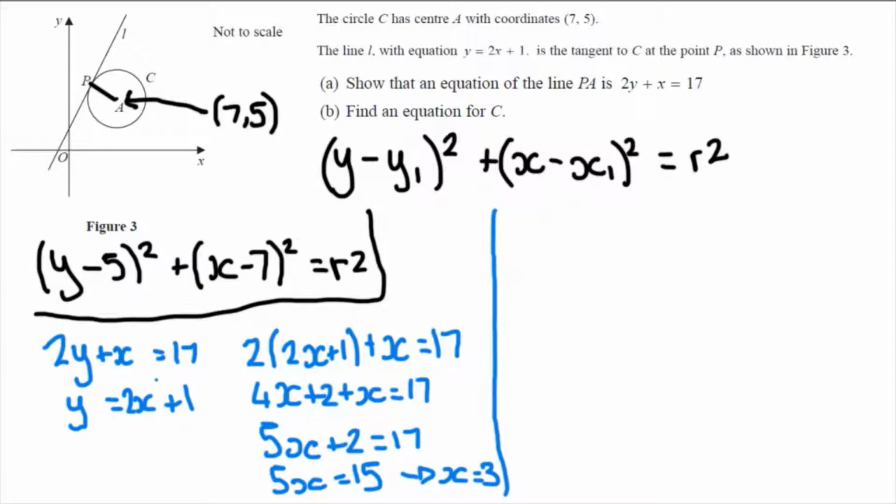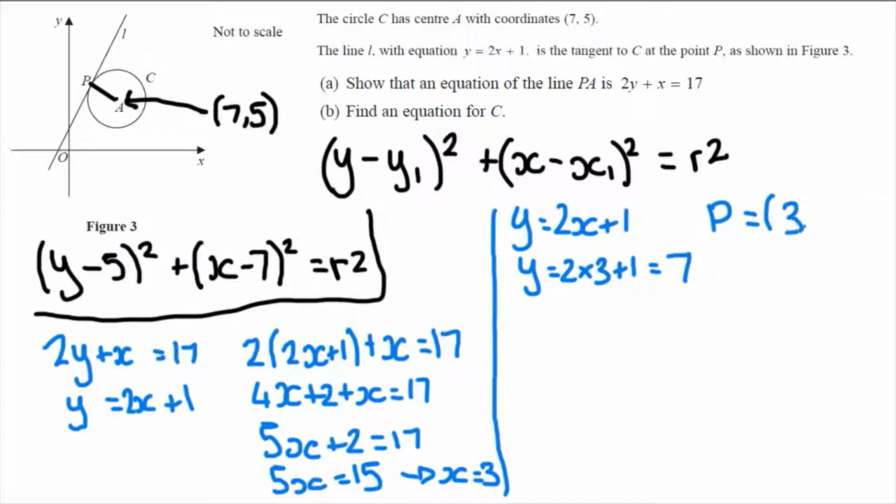Cool. Now we can substitute x back in to find the value of y. So we know that y is equal to 2x plus 1. So y is equal to 2 times 3 plus 1, which is equal to 6 plus 1, so that's 7. So now we have our coordinate of P. We know that's (3, 7). Great, okay, so now we can use the equation to find the distance between 2 points to work out the radius.